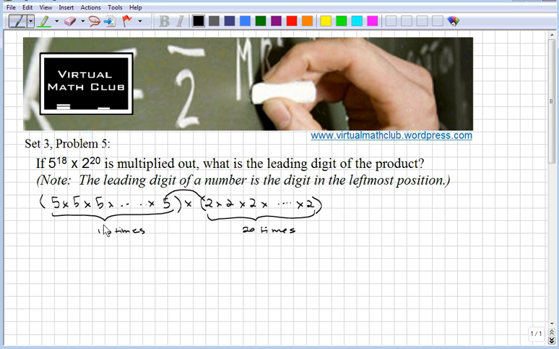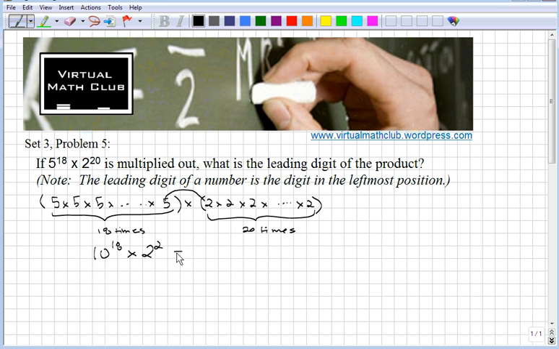So if we create a bunch of 10s, so let's say we take 18 of these 5s, which we have 18 of them, and match them up with 18 of these 2s, we would have 10 to the 18th, right? We'd have 10 times 10 times 10 times 10, 18 times, okay? But we were only able to match up 18 of the 5s with 18 of the 2s, so we'll have 2 twos left over in the 2 to the 20th. So this would end up being 2 squared, okay?